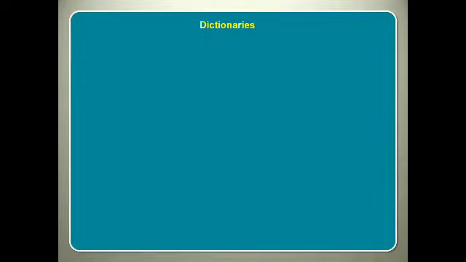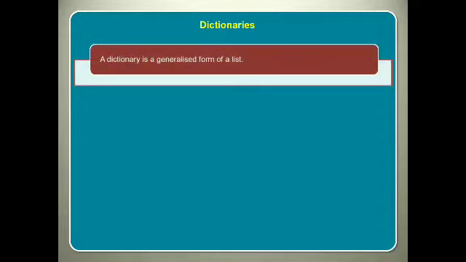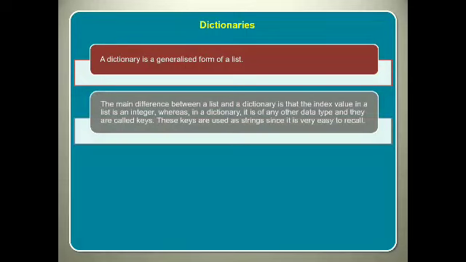Moving ahead to the next concept, dictionaries. A dictionary is a generalized form of a list. The main difference between a list and a dictionary is that the index value in a list is an integer, whereas in a dictionary it can be of any other data type, and they are called keys. These keys are used as strings, since it is very easy to recall.